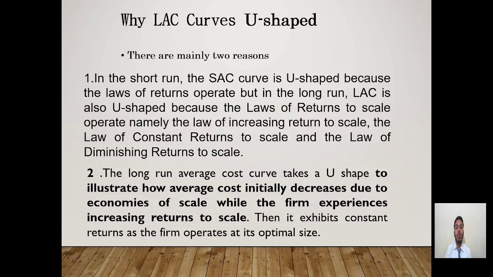The main question that arises is why the long run average cost curve is U-shaped. There are mainly two reasons. The short run average cost curve is U-shaped because the law of variable proportions operates, but the long run curve is also U-shaped because the law of returns to scale operates, namely the law of increasing returns to scale, the law of constant returns to scale, and the law of diminishing returns to scale. This is the main reason. Second, the long run average cost curve is U-shaped because average cost initially decreases due to economies of scale, while the firm experiences increasing returns to scale, then it exhibits constant returns to scale when the firm operates at the optimal size.